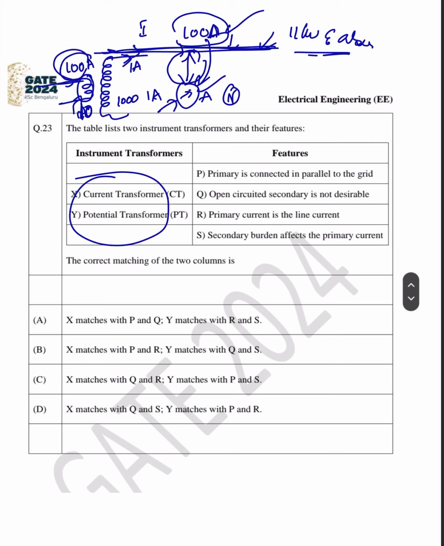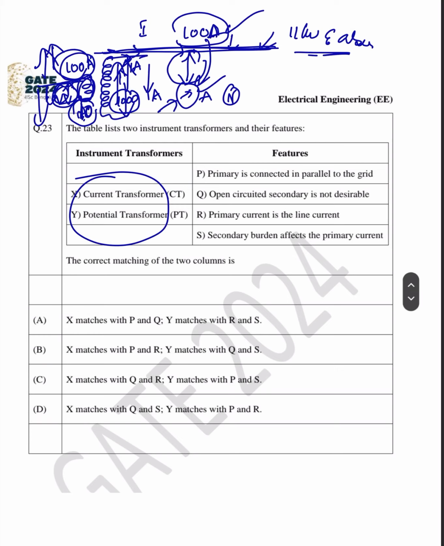Suppose the primary is carrying 100 amperes and I design a transformer with 10 turns in the primary and 1000 turns in the secondary. Here the voltage is low because of low turns, and high turns give more voltage. So low turns, high current, low voltage; high current, high voltage, low current. So it is a step down of the current.